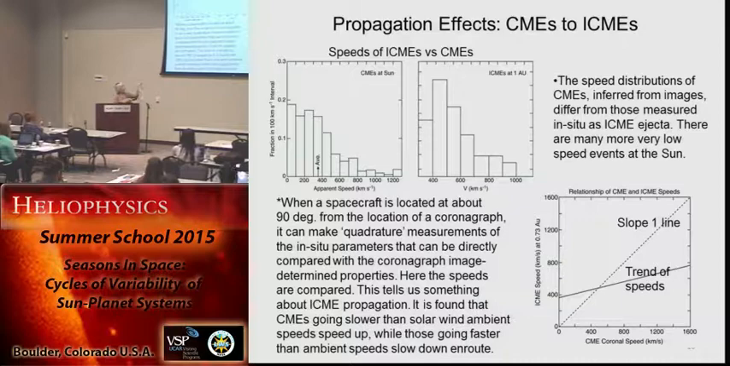But what we find is that the slow speed CMEs at the sun, by the time they get to the Earth as ICMEs, have sped up to about solar wind speed. So the slow ones kind of get convected along and sped up to solar wind speed. On the other hand, the fast ones tend to feel a drag force of some kind, the physical nature of which is still being argued, and slow down. So just because you see a very fast CME at the sun doesn't mean it's going to reach its destination with that same speed. It will likely slow down. So just bear in mind that propagation changes the speed of the event.